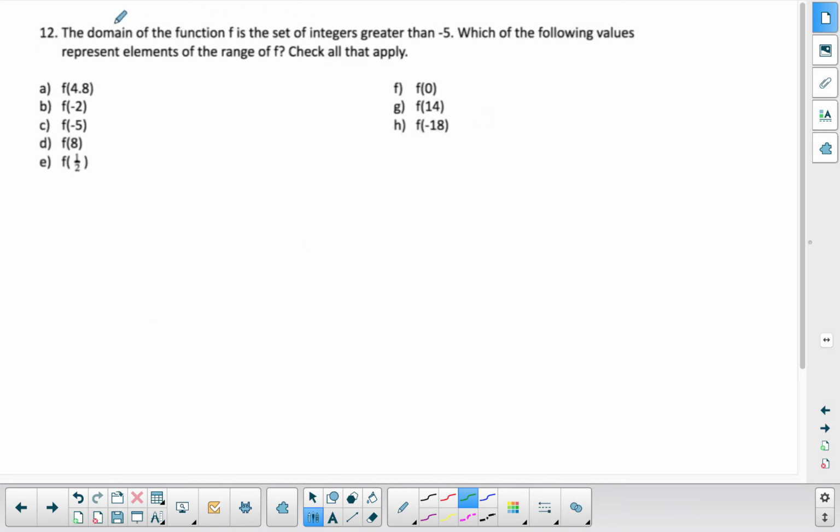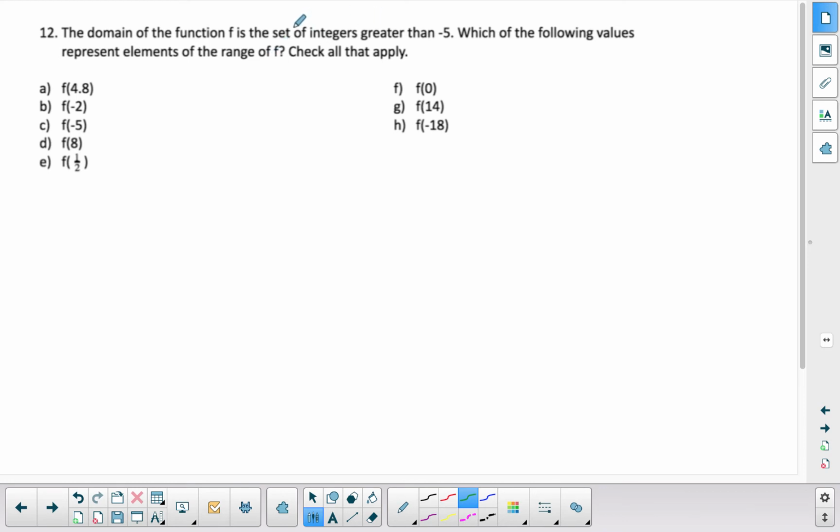Number 12, it's more of a vocabulary question. The domain of the function f is a set of integers greater than negative 5. So set of integers are all whole numbers and their opposites, so just keep that in mind. Again, that's the vocab. Which of the following values represents elements of the range of f?